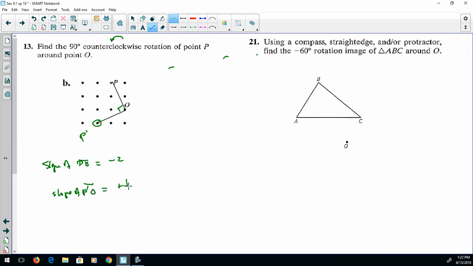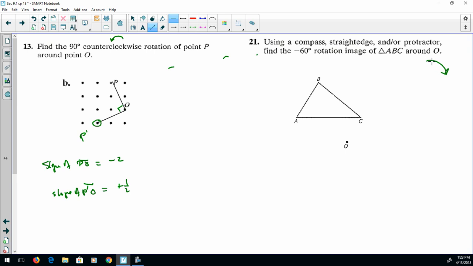Okay, now we get to problem number 21, and that is using a compass, a straight edge, and or protractor, and we're going to probably need all three of these. Find the -60 degree rotation image of triangle ABC around point O. Okay, now -60 is going to be this way. Okay, so it's going to go around like that.